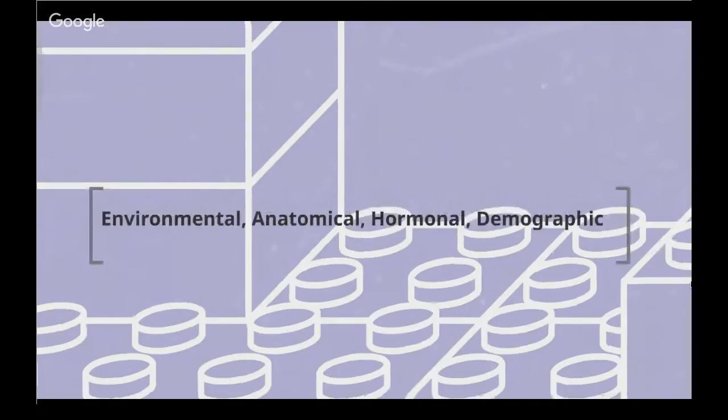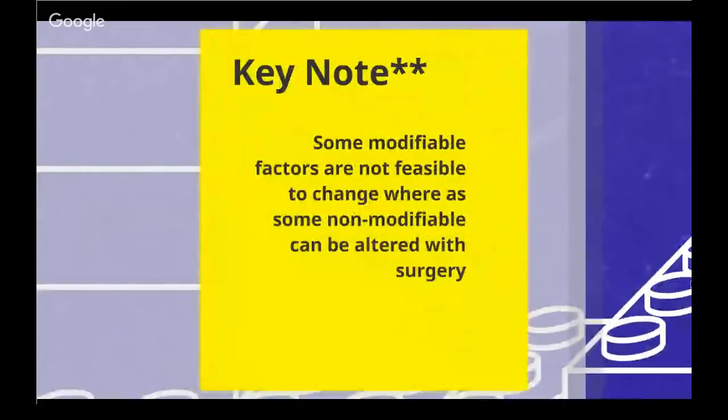Now, it's a key note here that some modifiable factors are not feasible to change, whereas some non-modifiable can be altered with surgery. In modifiable factors, meaning playing surface, even though you technically can control the playing surface, how feasible is it to do so? If you're a tennis player, it's not that easy to say I'm going to play on a clay court rather than a hard court. And non-modifiable that can be altered with surgeries is something like your carrying angle of your elbows or the groove for your kneecap. All things that can help limit the chances of injury.